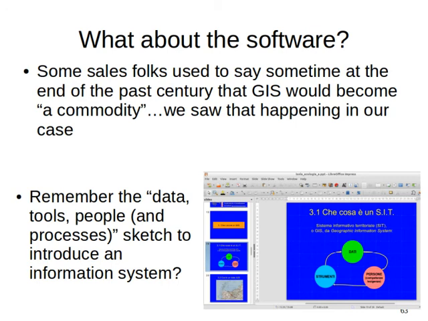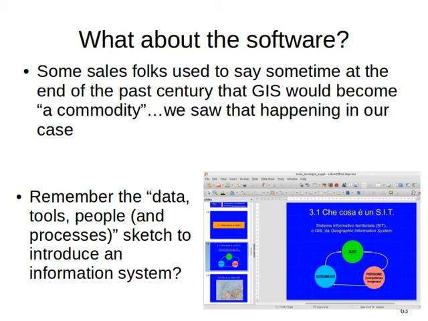Just as we're approaching the conclusion, I wanted to get back to the software side of things. When I was starting my work as a GIS researcher, I was working in a science and technology park in Sardinia, the island. At the time, lots of sales folks were saying that because GIS is complicated and we need big screens, don't worry, GIS will become a commodity. People will just use it, and they won't even remember that they're using it. This has partly been happening with digital globes, GPS and so forth.